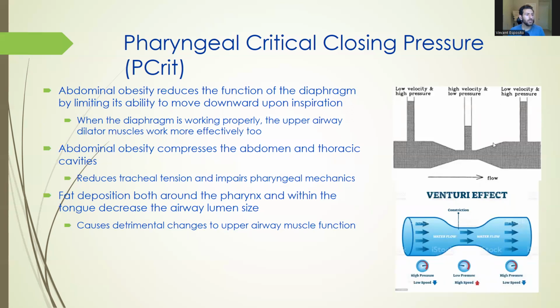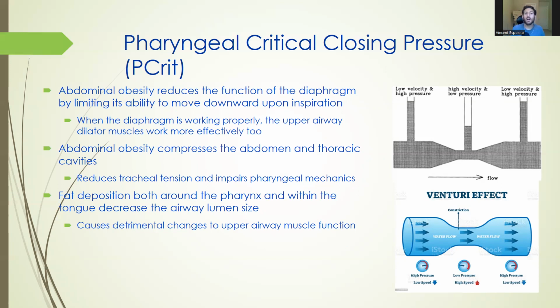So we're going to get into the Venturi effect in a little bit, but what we're finding is other things can play a role here. So abdominal obesity reduces the functioning of the diaphragm. And if the diaphragm is not able to contract downward, that's going to affect how effectively our upper airway muscles can work. In other words, if the diaphragm's not doing its job, the upper airway muscles are going to have a bit more of a struggle in terms of staying open. And that's going to increase the negative pressure and again can lead to a potential collapse.